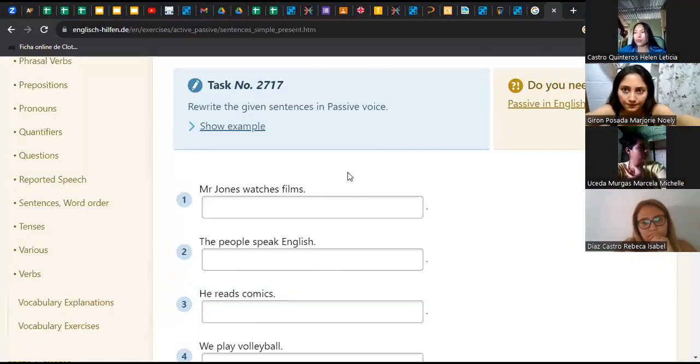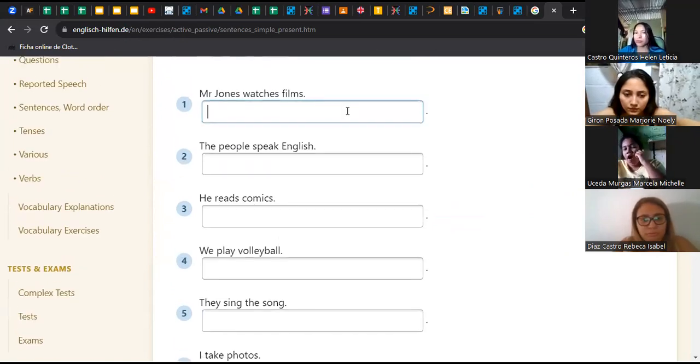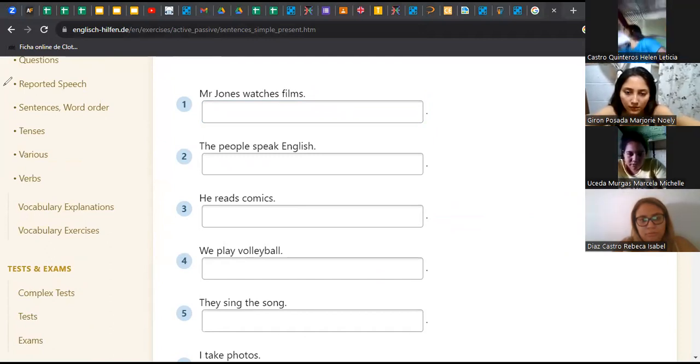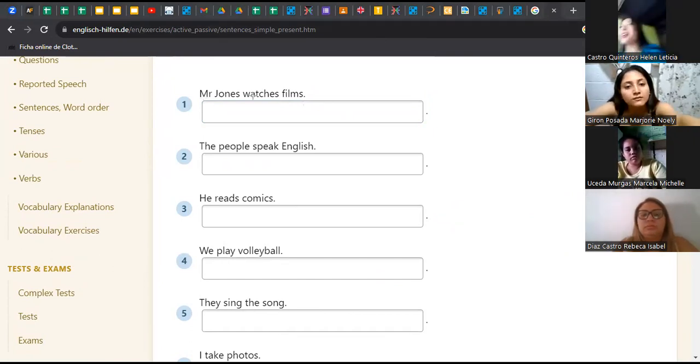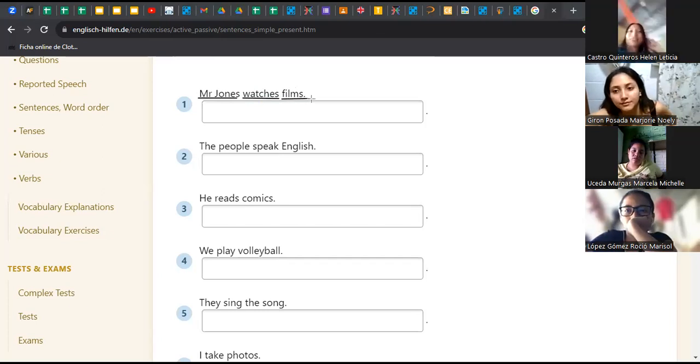All right, we're gonna do this exercise. In this exercise, you need to type the sentence as well. The person who shares the screen is going to type the sentence. Pay attention, everybody. The sentence has three very important components. If passive voice is hard for you, I'll give you a tip. Do this, look. The sentence is: Mr. Jones watches the film. We're going to separate the sentence. Which is the subject? Mr. Jones. What is the verb? Watches. And what is the object? Film. All right, very good.